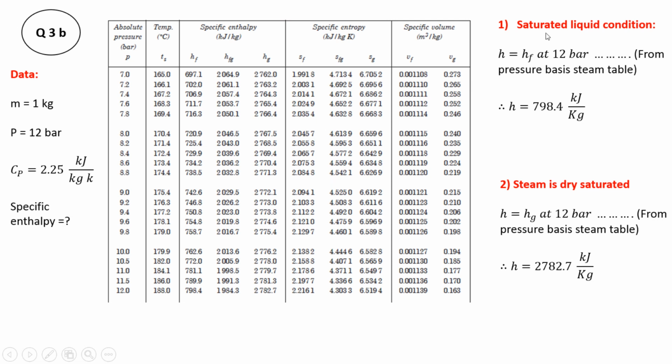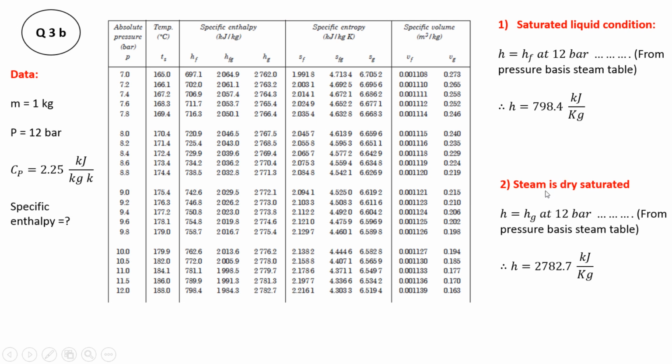Now the first condition is saturated liquid condition. Now we know that in case of the saturated liquid we have to consider only the sensible heat, so it is nothing but Hf at 12 bar. So the value of Hf at 12 bar, the specific enthalpy of saturated water, that is Hf, is 798.4 kilojoule per kg. So that is our first answer.